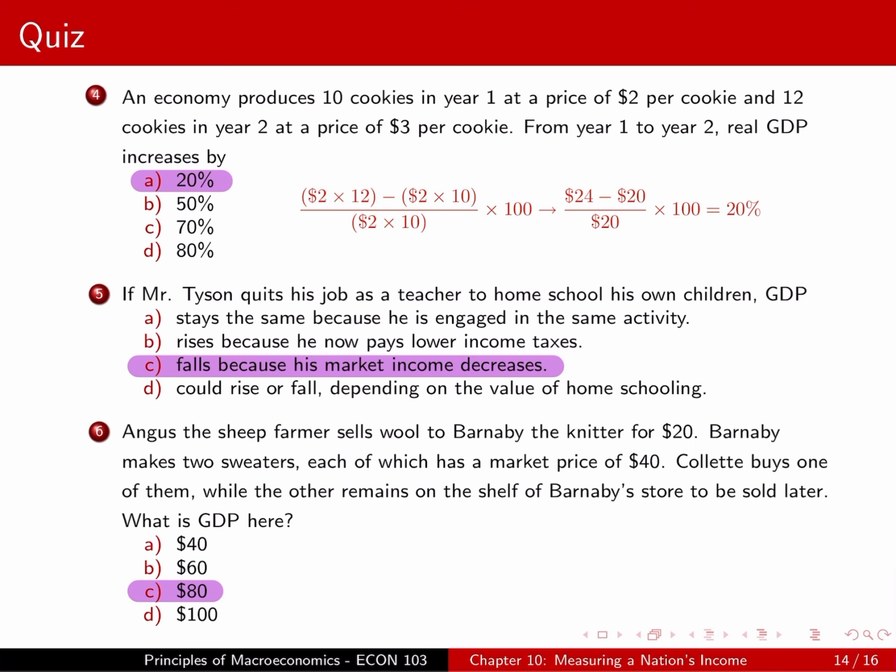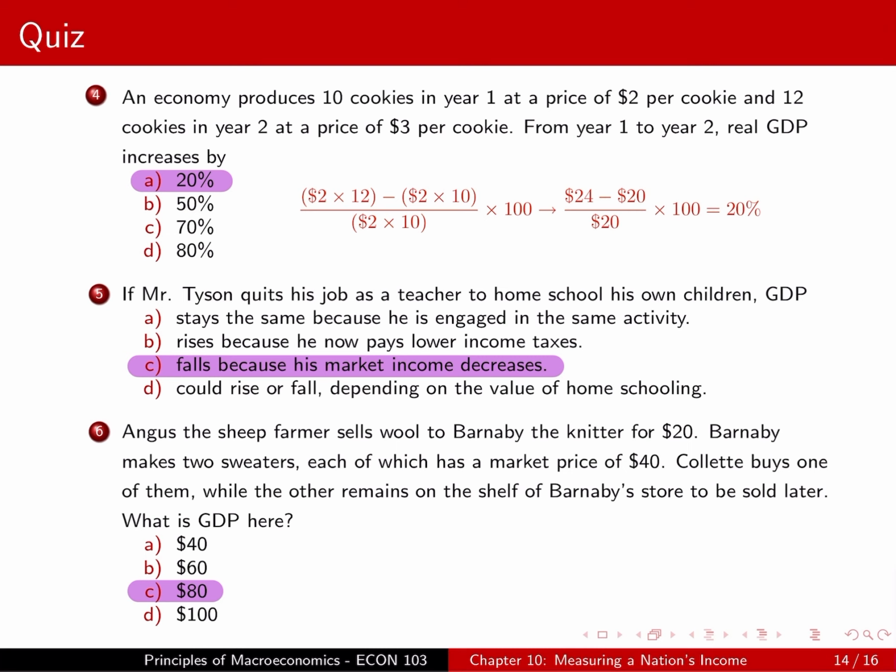Question number 4. An economy produces 10 cookies in year 1 at a price of $2 per cookie, and 12 cookies in year 2 at a price of $3 per cookie. From year 1 to year 2, the real GDP increases by how much? To calculate real GDP, we use the price of the base year. Assume year 1 is the base year.